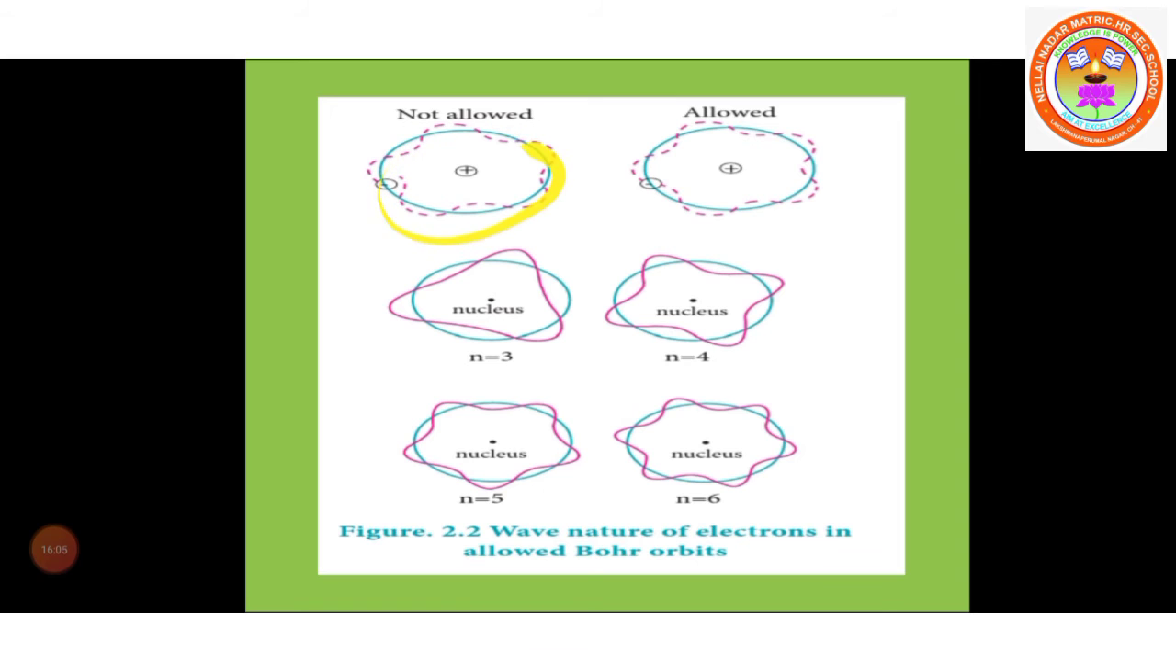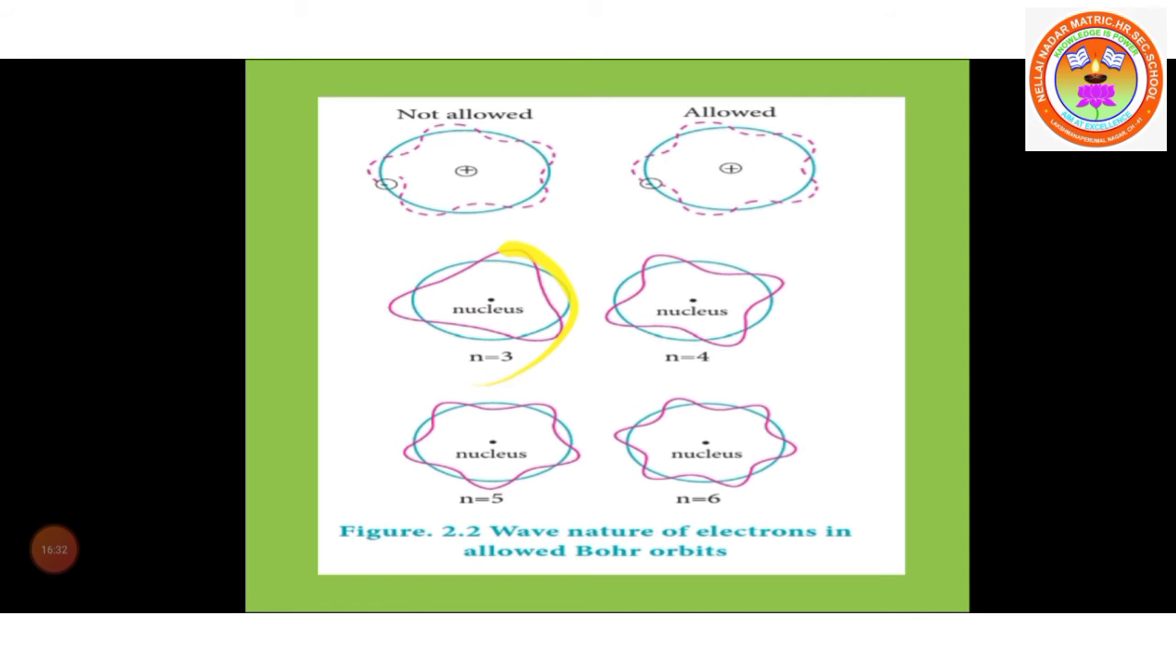So this is the wave that is out of phase. This wave is not continuous, so not allowed. Since this wave is continuous along the circumference of the orbit, the electron revolves like a wave in this orbit continuously. So this is allowed. In phase, this is out of phase.